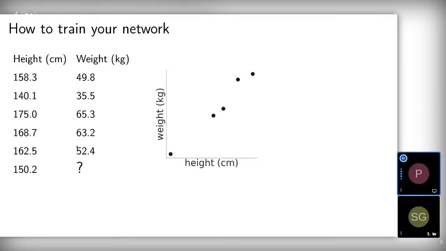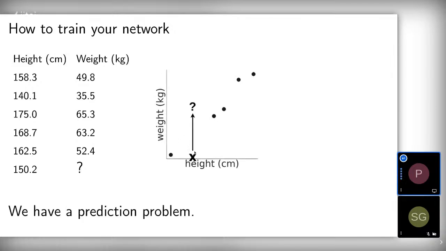And additionally, suppose you get a new value of the height. So you've met a new person, you've measured their height, and you want to predict what their weight would be. So I've just plotted this data set here, and you have some height on the x-axis and some weight on the y-axis. And essentially what you want to do is then, given a new value of the height, you want to predict what the weight is going to be. So this is just a prediction problem. And you want to learn a function that would take you from the height to the weight.